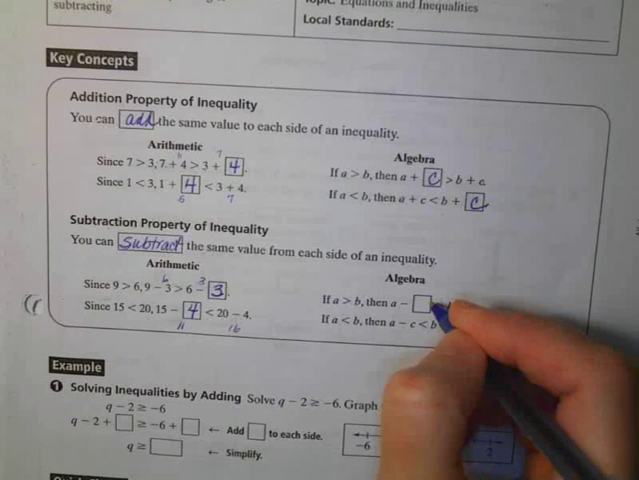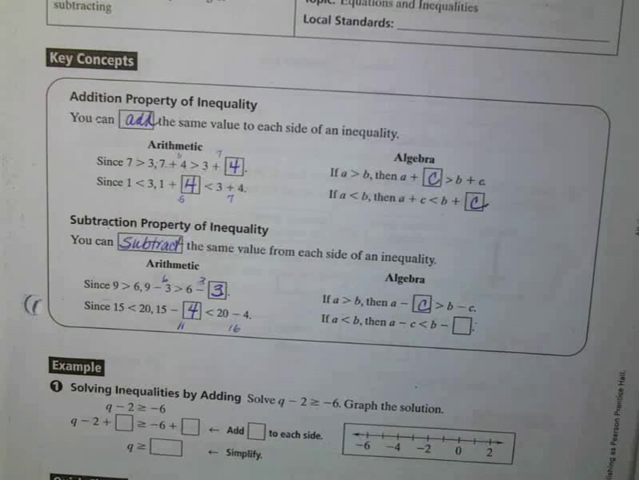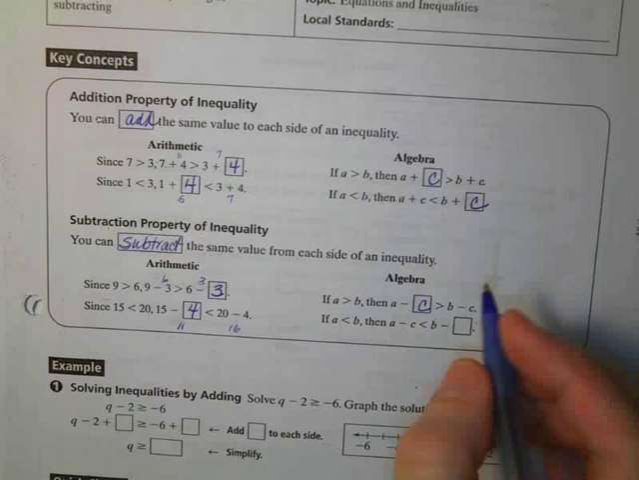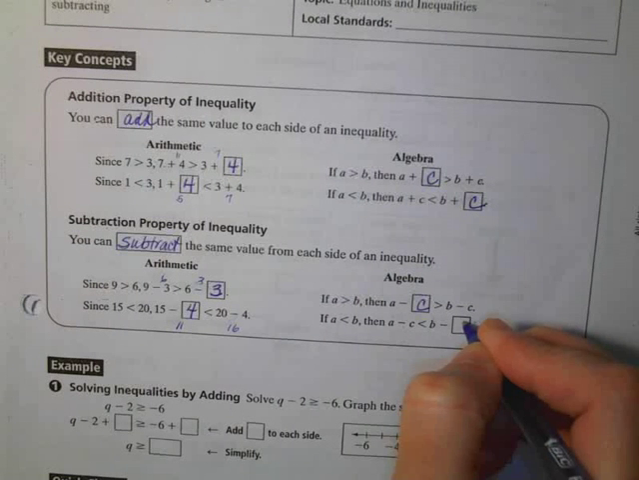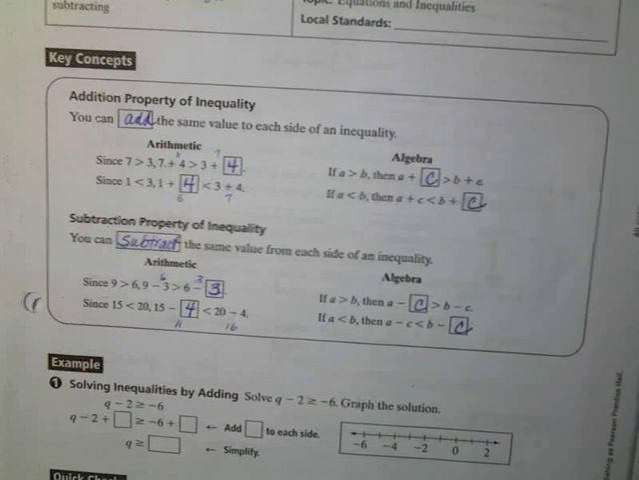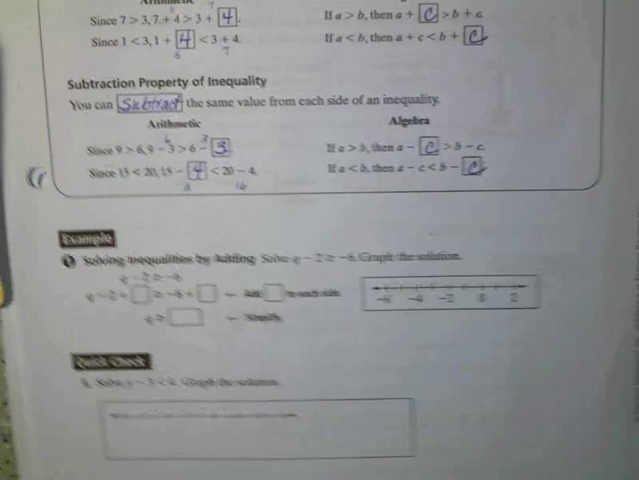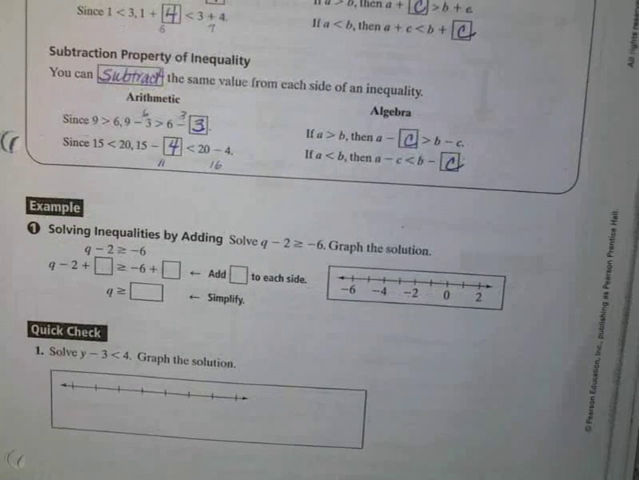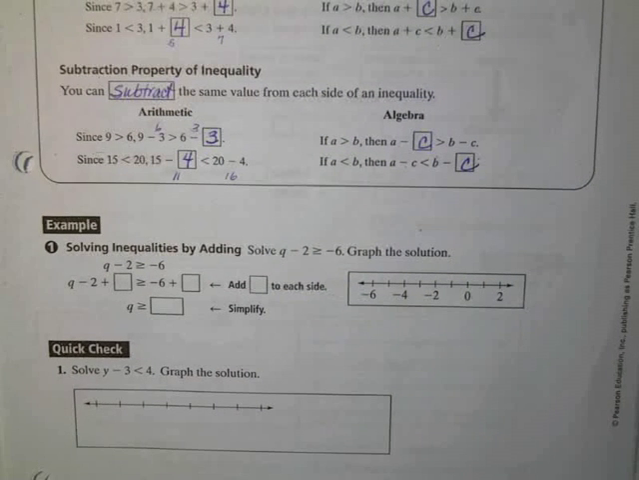Algebraically, if A is greater than B, then A minus C is greater than B minus C, again C being any number. If A is less than B, then A minus C is less than B minus C. So subtracting the same value from each side of an inequality maintains the truth of the inequality. Now let's go ahead and look at some examples.